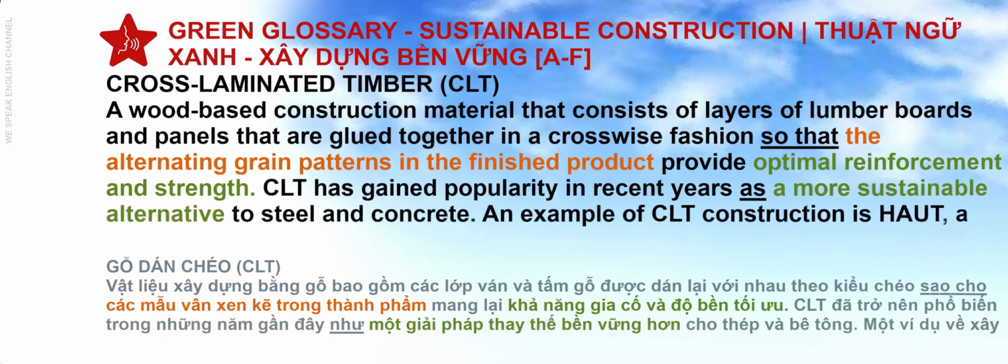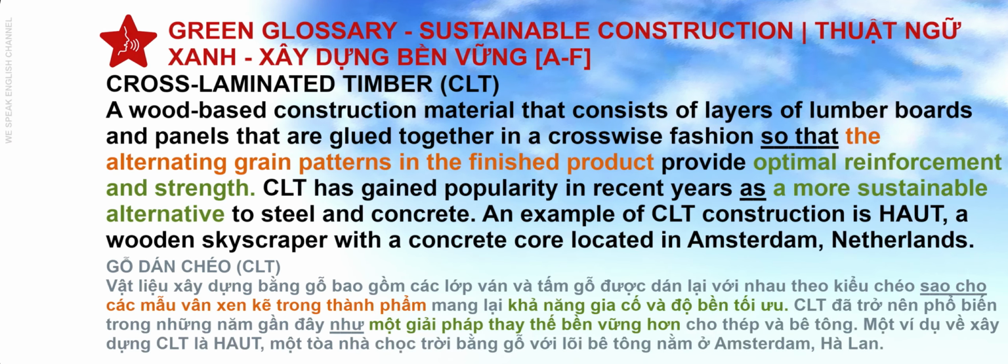Cross-laminated timber. A wood-based construction material that consists of layers of lumber boards and panels that are glued together in a crosswise fashion so that the alternating grain patterns in the finished product provide optimal reinforcement and strength. CLT has gained popularity in recent years as a more sustainable alternative to steel and concrete. An example of CLT construction is HoHo, a wooden skyscraper with a concrete core located in Vienna, Austria.